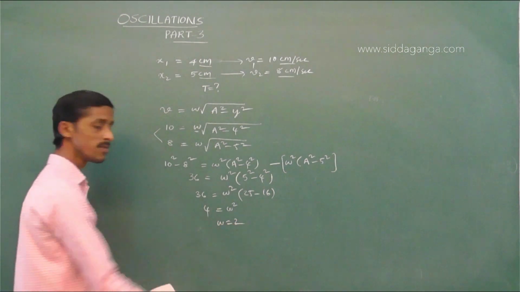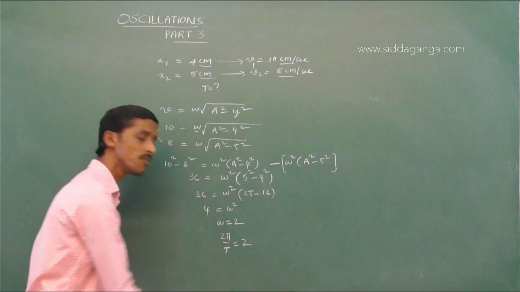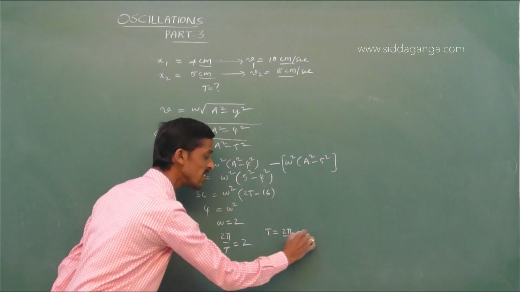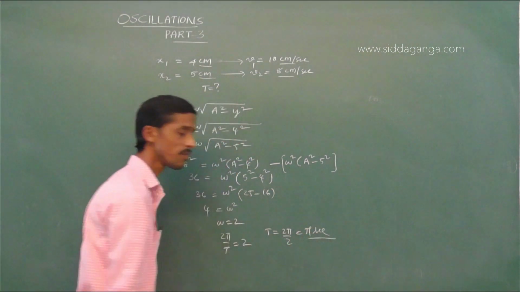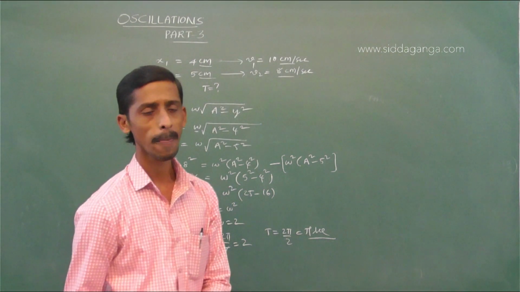Omega is 2. But omega is equal to 2 pi by T, which is equal to 2. T is equal to 2 pi by 2, that is equal to pi seconds. Time period is pi seconds. Option C.